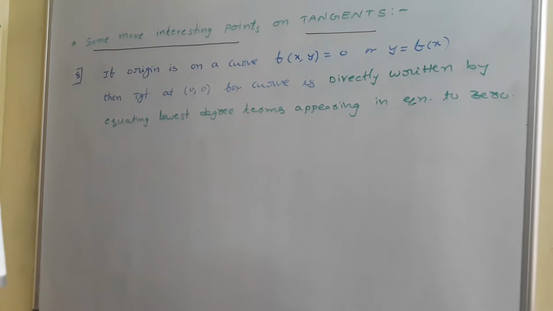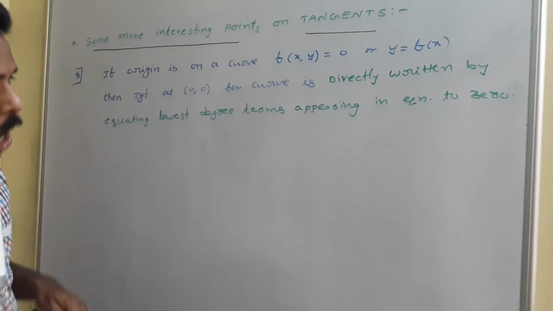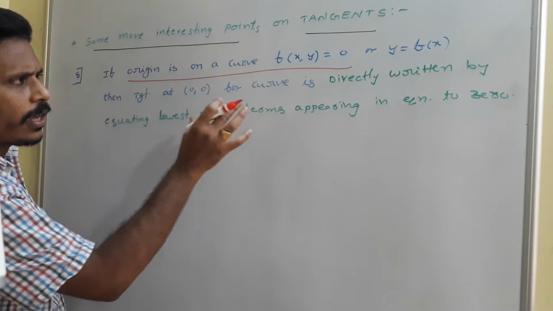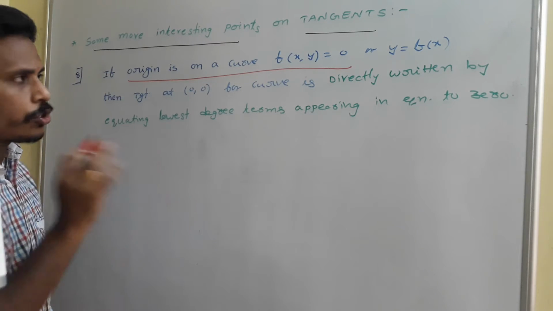See, another interesting point after that seventh one. This point also helps us to answer the questions easily, to mention the equation of tangents easily from the given curves, when the question says that origin is a point on the curve. You just treat it like a formula or a statement or a theorem. Using this, we will answer the questions easily.